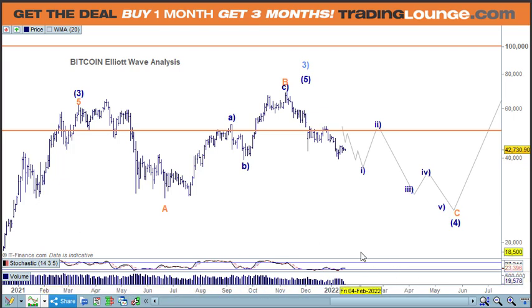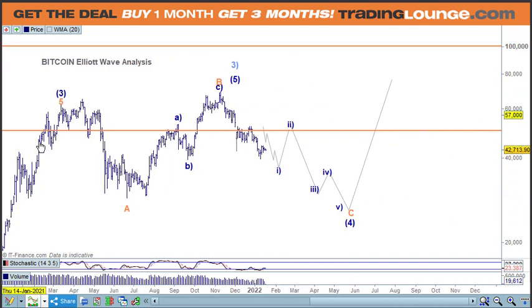But then we talk about 8, we talk about 65 and 72, and if we get an ABC correction in there, and this is the last chance you're going to get to buy. It's being rejected at this support, and it looks like it really wants to sort of pull back into this area here, around 50,000.